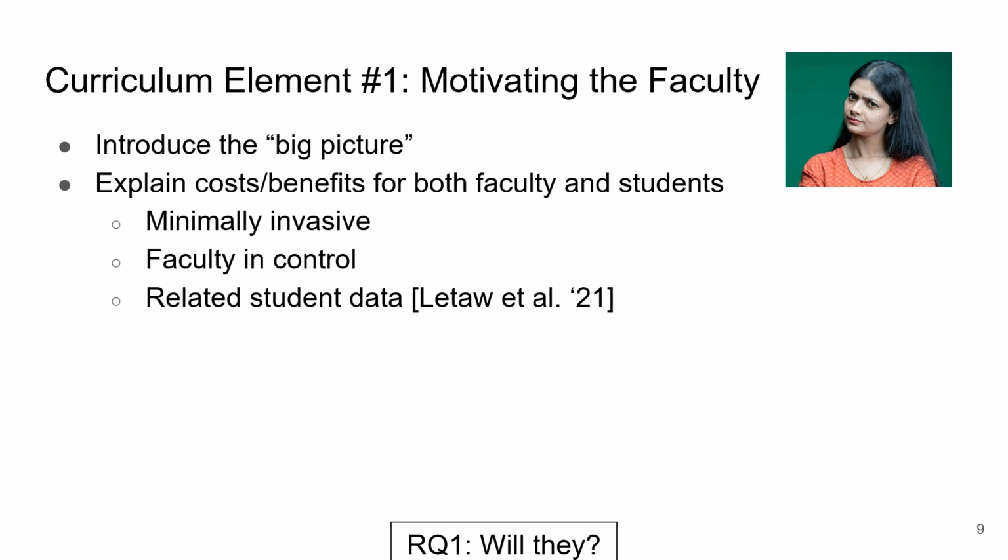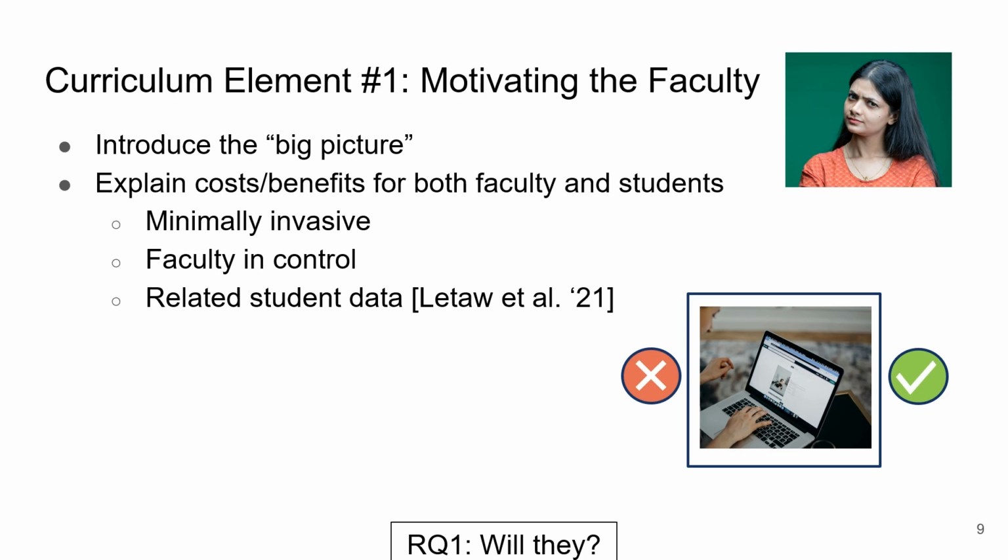Within this element, we introduced faculty to the big picture, which provided a high-level view of how their various courses would fit together with inclusive design building throughout. We also explained the costs and benefits for both faculty and their students. For faculty, we explained that the approach was minimally invasive, and they would only be changing small pieces of their courses. We also emphasized that while there would be changes and collaboration, faculty were in full control, and as I explained earlier, they could accept or reject elements as they saw fit.